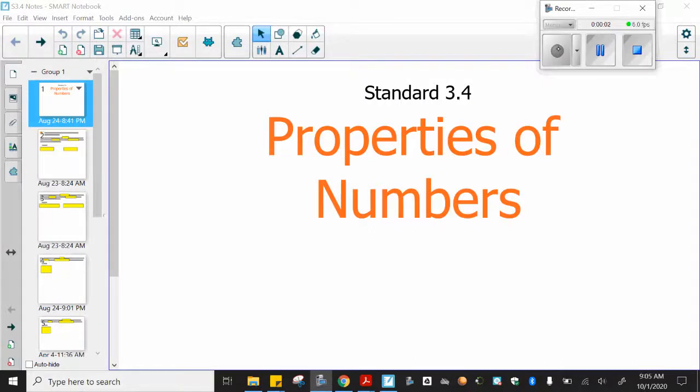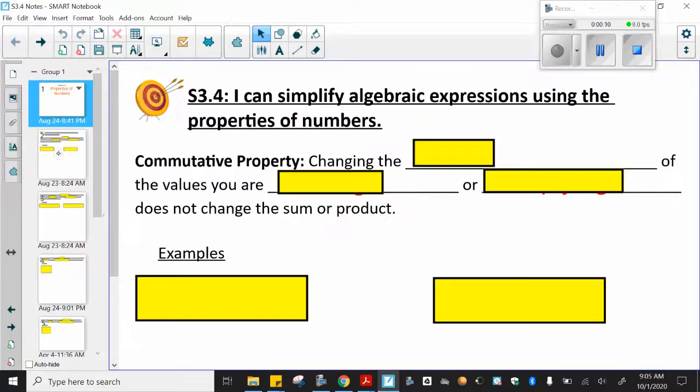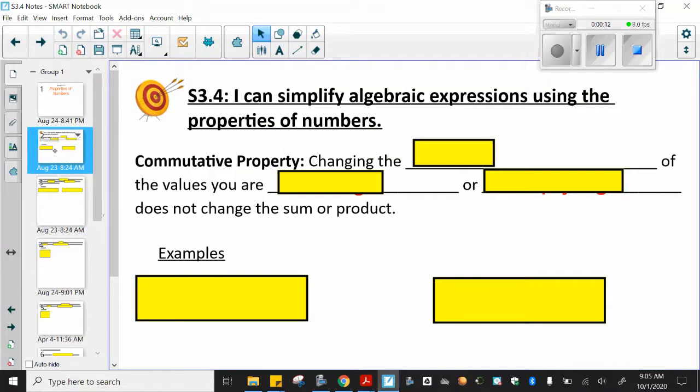Hi, ladies and gentlemen. We're going to start with standard 3.4 this week, properties of numbers. So standard 3.4, I can simplify algebraic expressions using the properties of numbers. So we have a bunch of vocabulary terms to figure out here. So first off, we're going to talk about the commutative property.